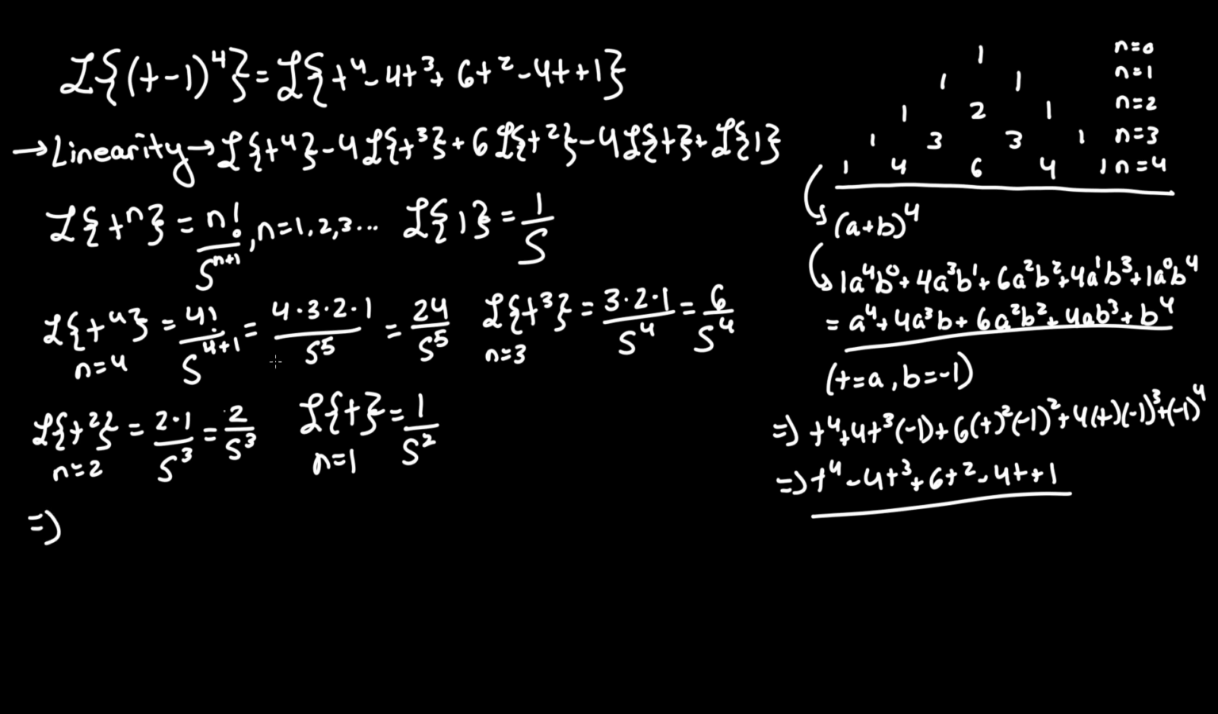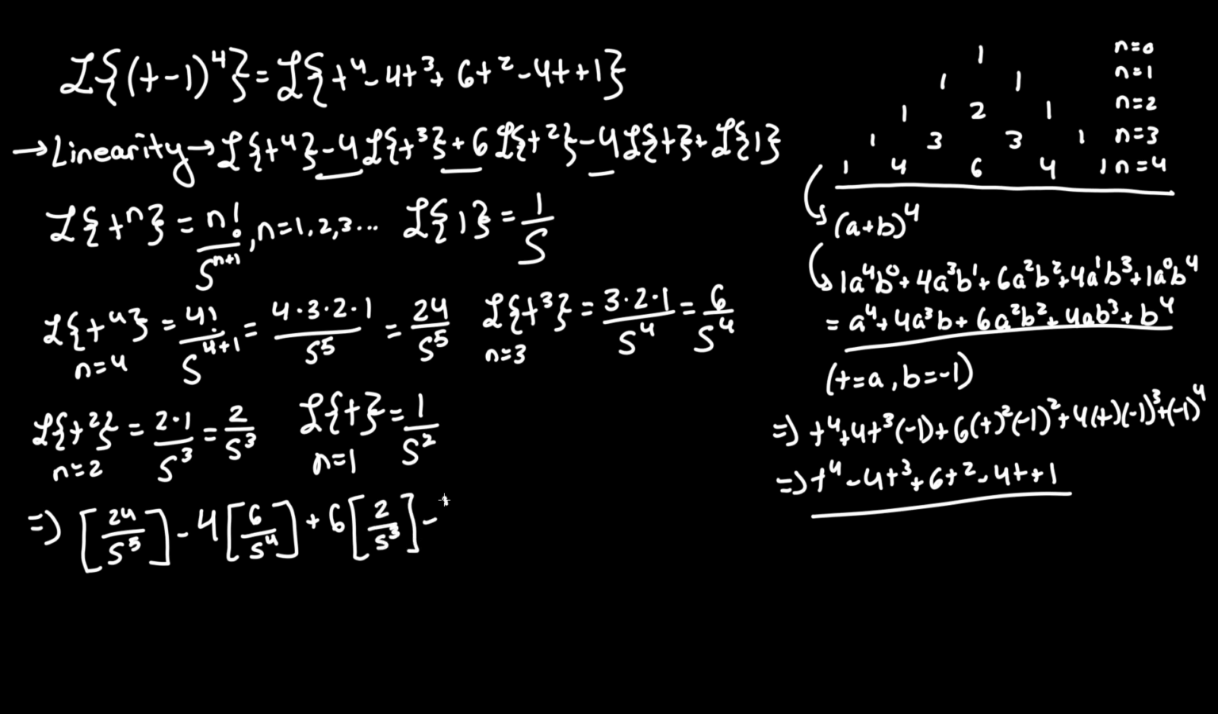Now we have everything we need to plug into these individual terms. And make sure not to forget any of these coefficients. They will be multiplied by what we found over here. So Laplace of t to the fourth, we said is 24 over s to the fifth, minus 4 for our coefficient. Laplace of t cubed was 6 over s to the 4th, plus 6. Laplace of t squared is 2 over s cubed, minus 4 times Laplace of t, which we said was 1 over s squared. And for our last term, Laplace of 1, which had no coefficient, was just 1 over s.